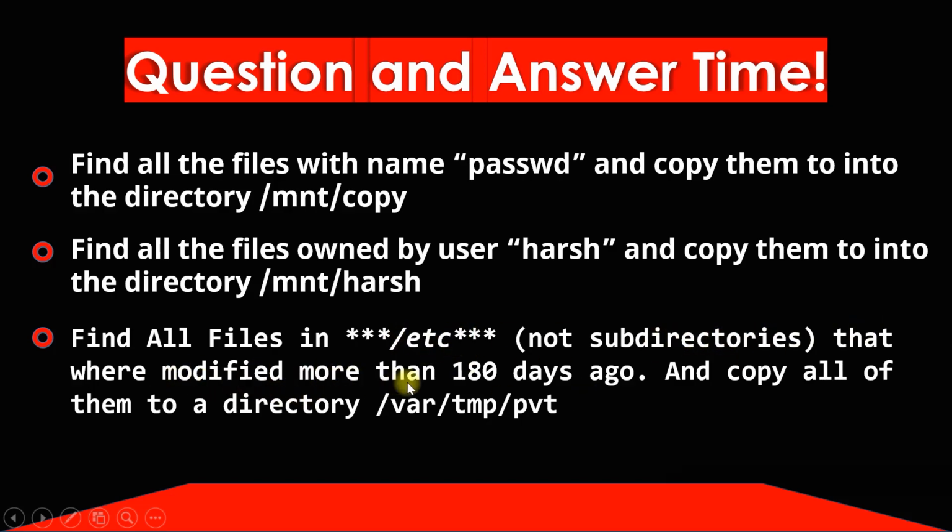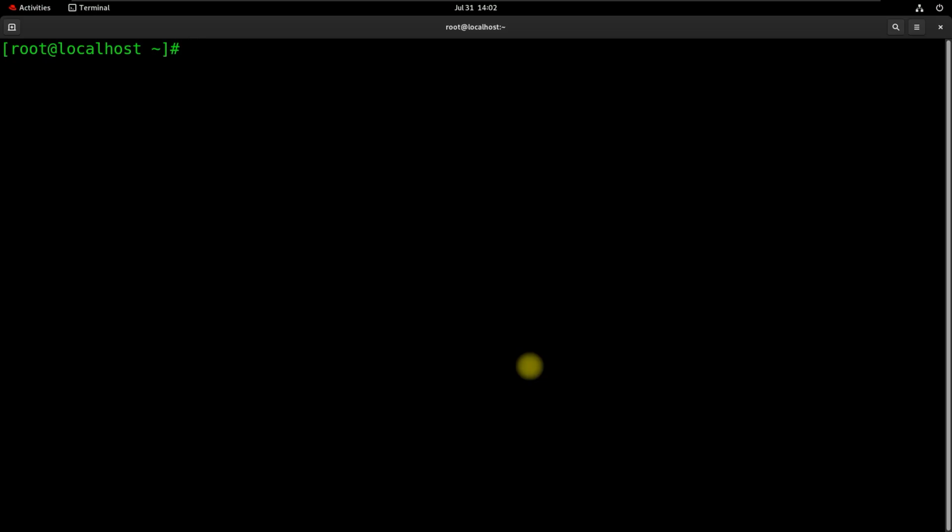Then that were modified more than 180 days ago. So there are three parameters that we will be providing: we need to find only the files, not the directories. Then we need to find in the etc directory, but not in the subdirectories of the etc directory. Then the modification time, and then at last what we want to execute after finding the files. So let's check if the directory exists where we want to copy the files.